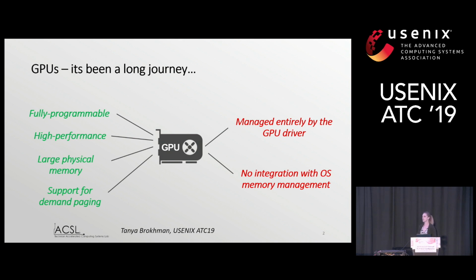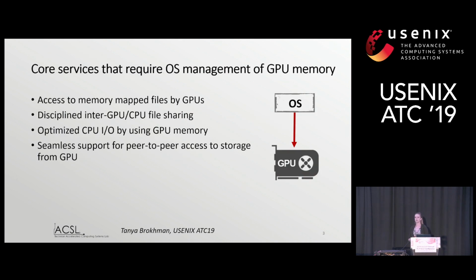Now, one crucial implication of such design is the OS cannot provide core system services to GPU kernels, such as memory mapped files or efficient file sharing between the CPU and the GPU. Nor can it utilize the additional memory at its disposal for optimizing CPU I/O or support seamless peer-to-peer between the GPU and the disk.